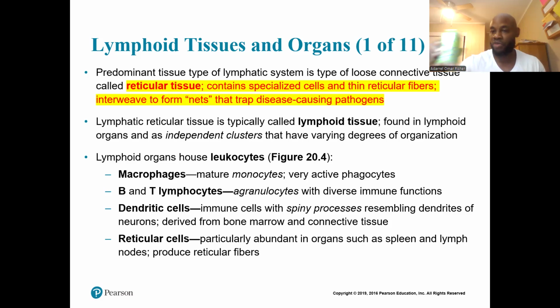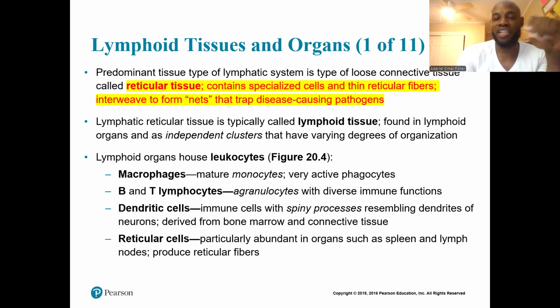Lymphoid organs also house leukocytes. Leukocytes, you may remember those when we were talking about red blood cells and white blood cells. But we have different types of leukocytes. Macrophages, which are active phagocytes, ingest harmful pathogens and destroy them. We have B and T lymphocytes. Agranulocytes means they don't have granules. They function in innate immunity as well as in learned immunity.